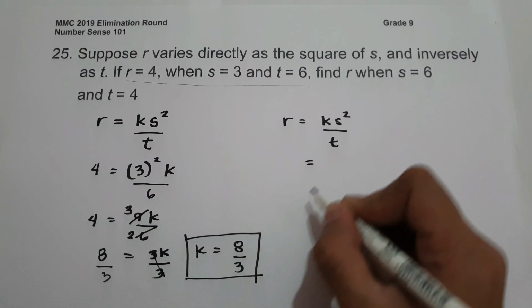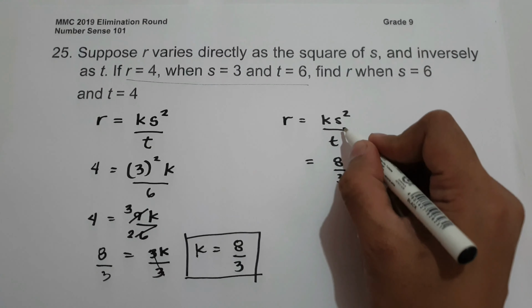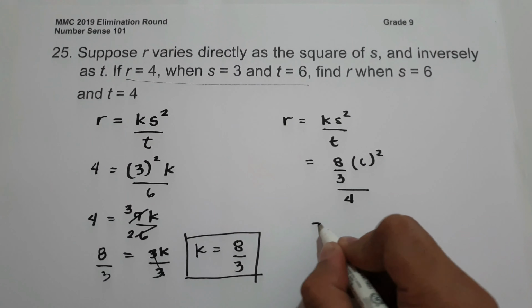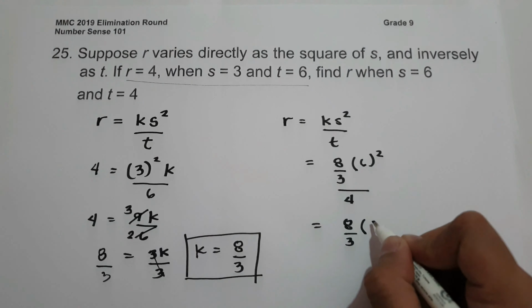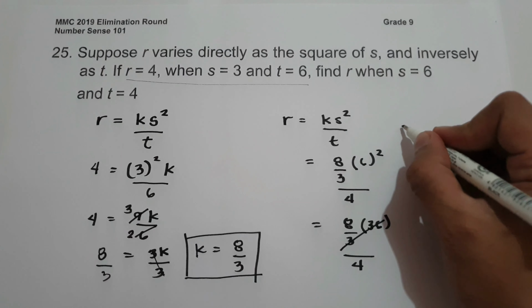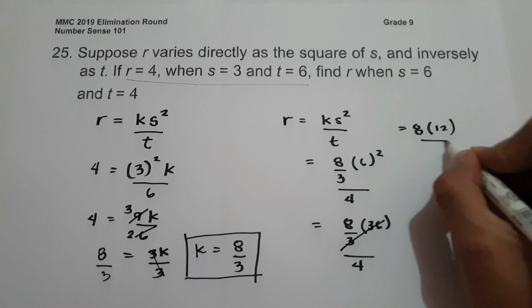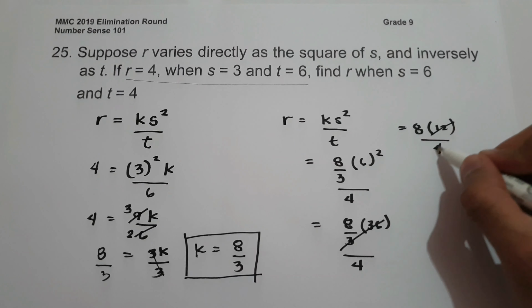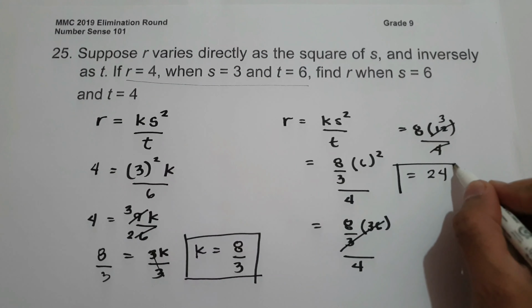So let us have the value of k, that is 8 over 3. And then s, that is 6 squared, over the value of t, that is 4. So let us have 8 over 3, and then 6 squared, that is 36, over 4. So let us divide 36 by 3. So it will give us 8, and then 36 divided by 3, that is 12 over 4. So 12 divided by 4, that is 3, and 8 times 3, that is 24. So this will be the value of r.